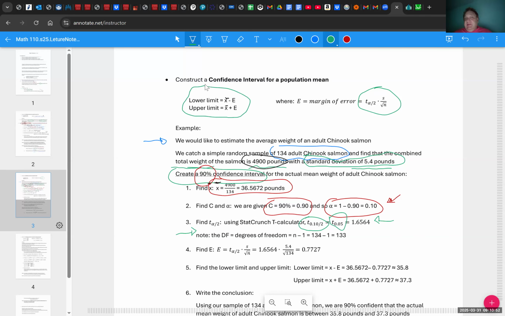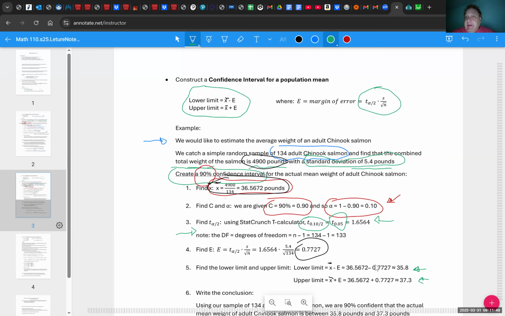So now we can finally do our lower limit and upper limit. Lower limit is just X bar minus this E number, and upper limit is X bar plus the E number. X bar minus E would be my X bar number, 36.5672, minus E, 0.7727. So I do the calculation and I get 35.8. So 35.8 would be my lower limit. And then for the upper limit, I do X bar plus E, so the same numbers, but instead of subtracting, I add them, and I get the value of 37.3.